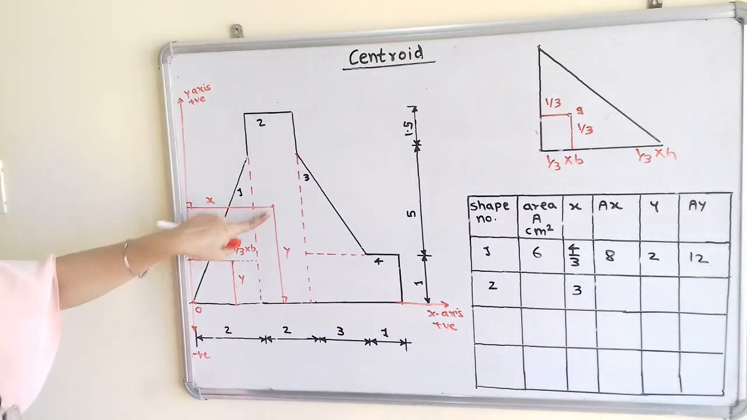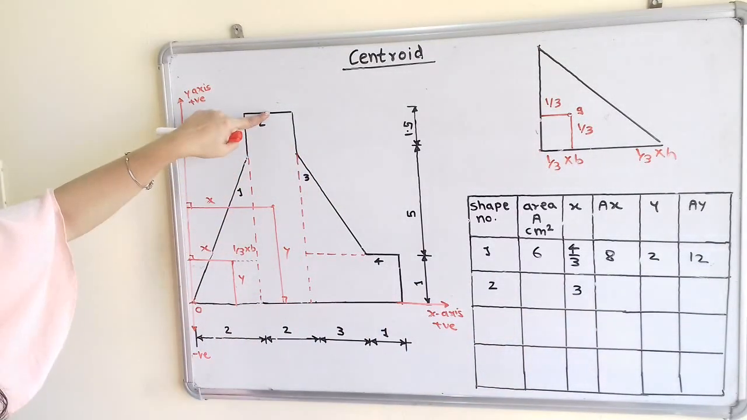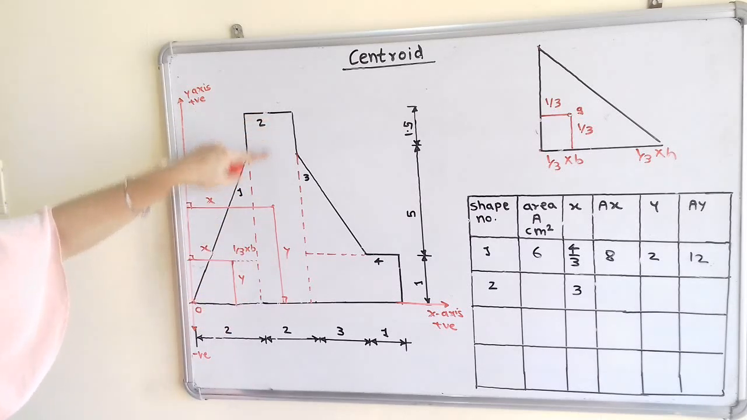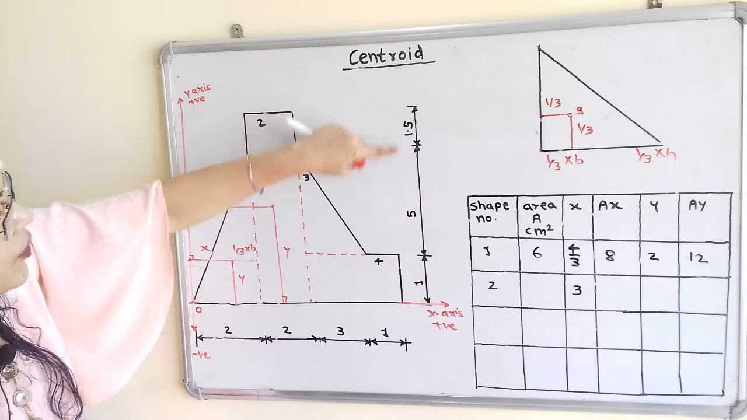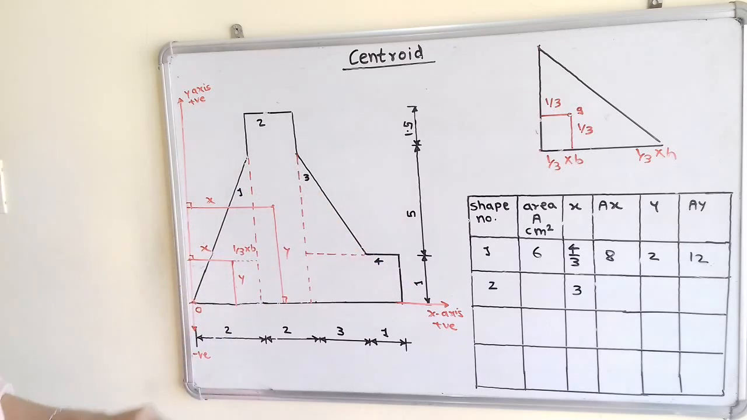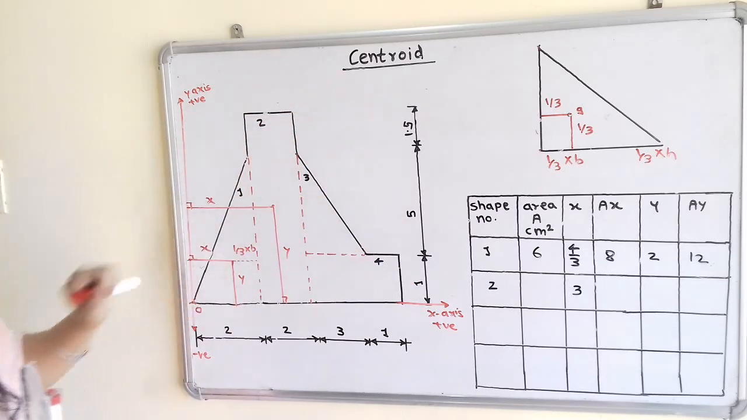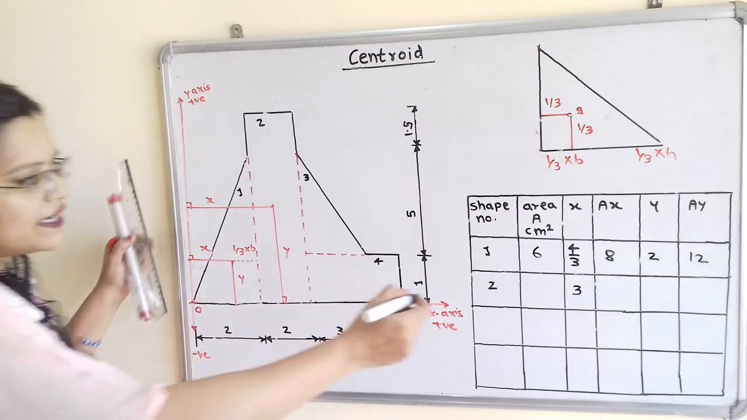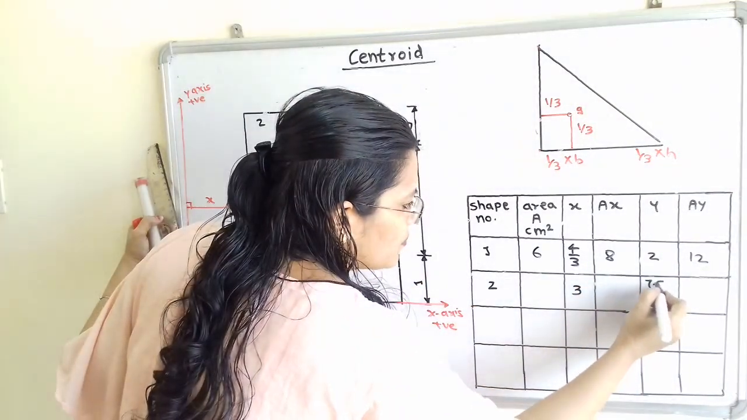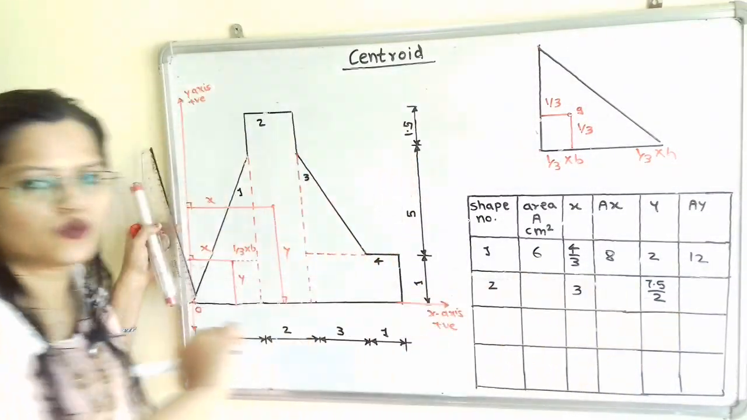Now how to calculate value of y? So this is the center point of this whole height. So total height is equal to 1.5 plus 5 plus 1, that is 7.5, divided by 2. So I will write here value of y, 7.5 divided by 2.